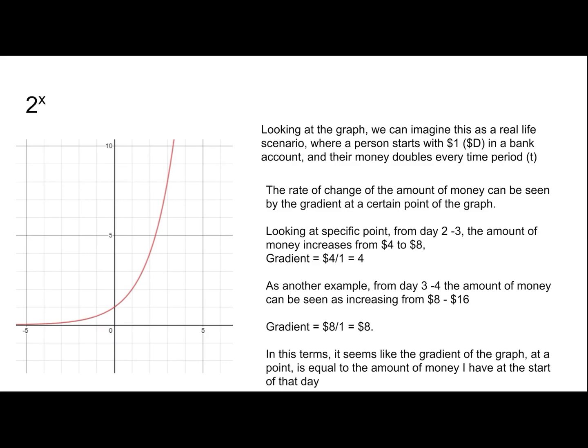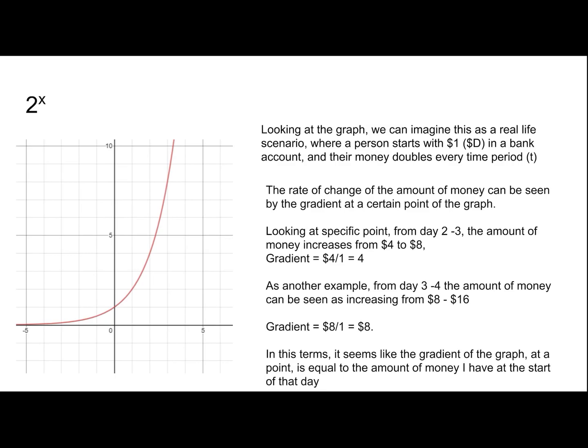However, if we're looking at day 3 to day 4, on day 3 I have $8, but on day 4 I have $16. This increases from 8 to 16, that's an increase of $8. That is still over one time period, so this gradient actually increases to 8. So gradient is now 8. If you notice this pattern very clearly, if I have $2 at the start, then I'm going to gain another $2 the next day. If I have $16 on one day, I'm going to gain another $16. If I have $1,024 on one day, I'm going to gain another $1,024 on the next day.